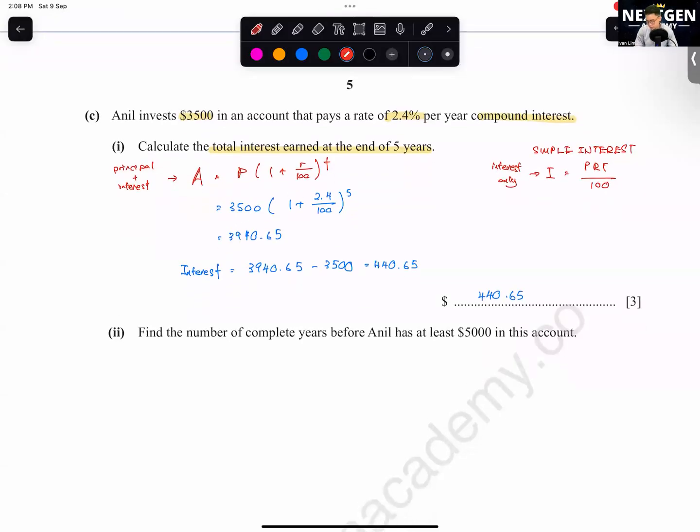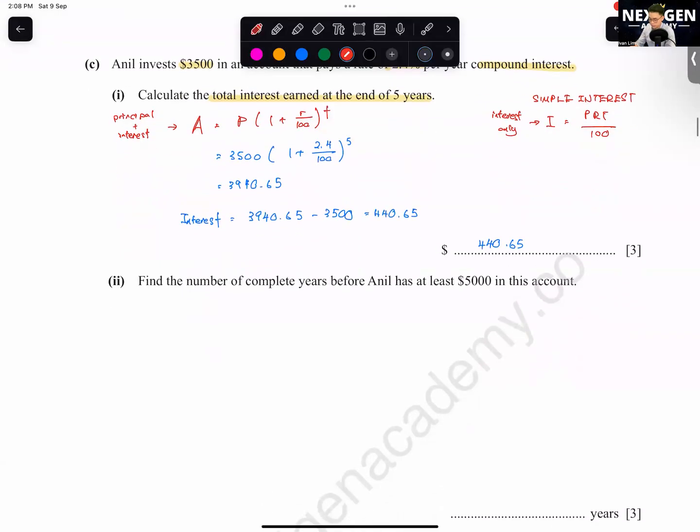Question 2: find the number of complete years before Anil has at least $5,000 in this account. We're going to use this 3,500 and put it into the formula. Is it okay if it's 440.64? Yeah, acceptable. 3,500, 1 plus 2.4 over 100 to the power of t more than or equals 5,000.